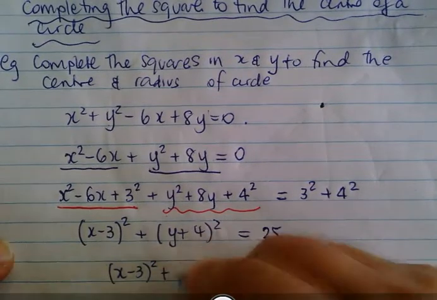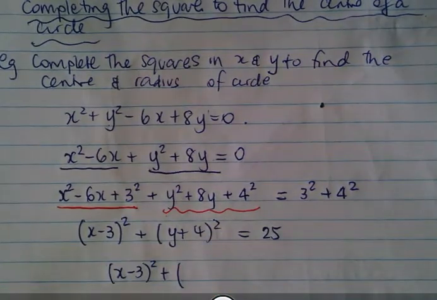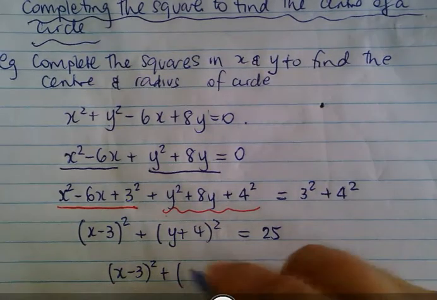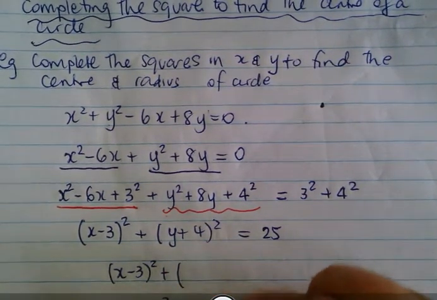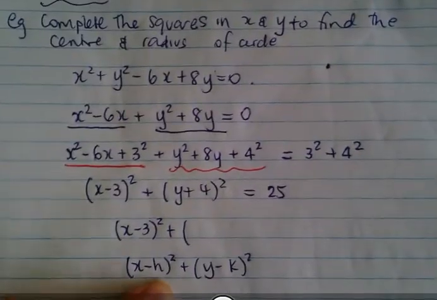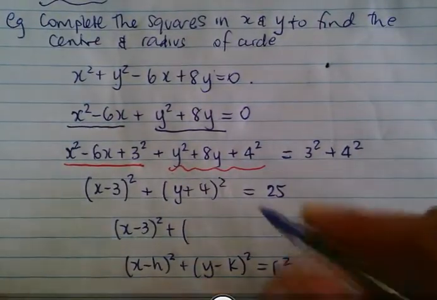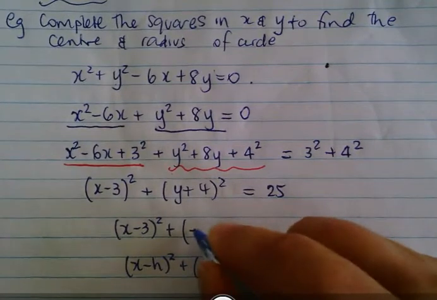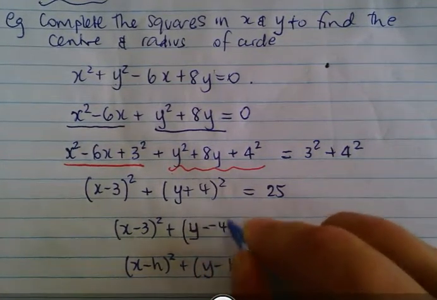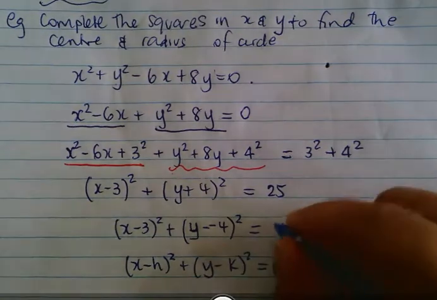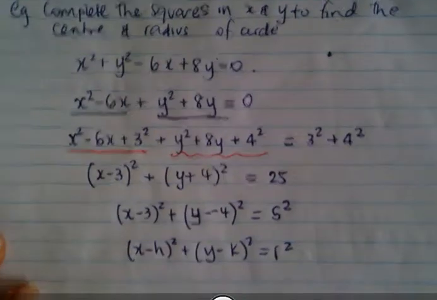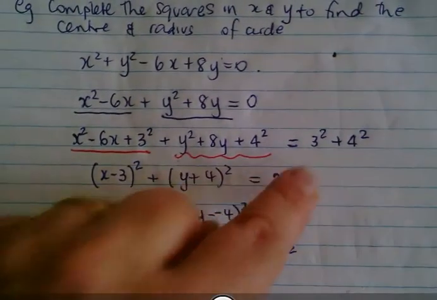So therefore, this is of the format x minus 3 squared plus, now for a circle it needs to be in the format of x minus h squared plus y minus k squared equals r squared. So it's got to be in this format. Or you can do x minus a squared plus y minus b squared equals r squared. How am I going to write this? y minus negative 4 squared equals, how would I write the 25 as r squared? 5 squared.